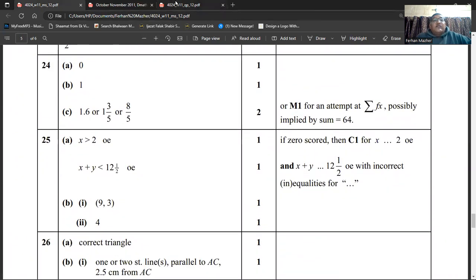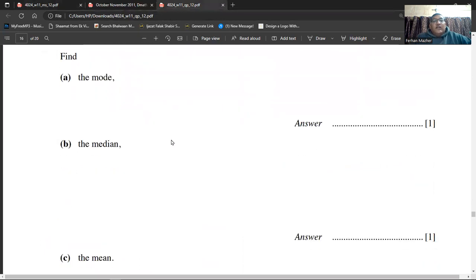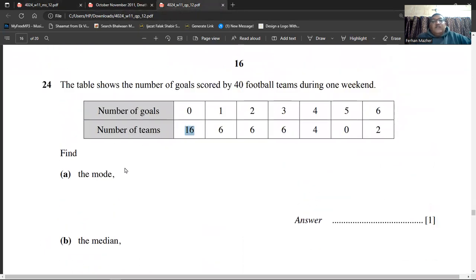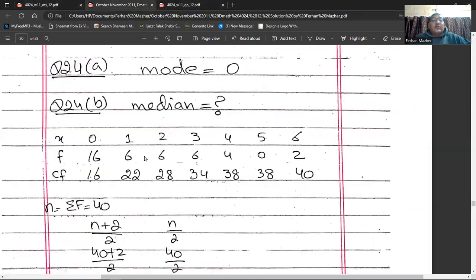Our answer is right. Then the question is find the median. For finding the median, I will find the CF. We call it cumulative frequency. The first frequency will be written as it is. Then we will add up the next one. This is how you find the cumulative frequency.